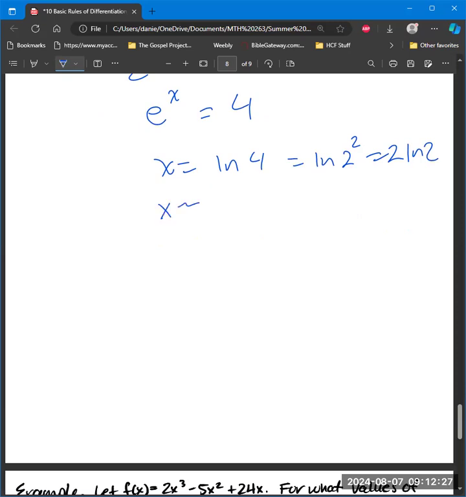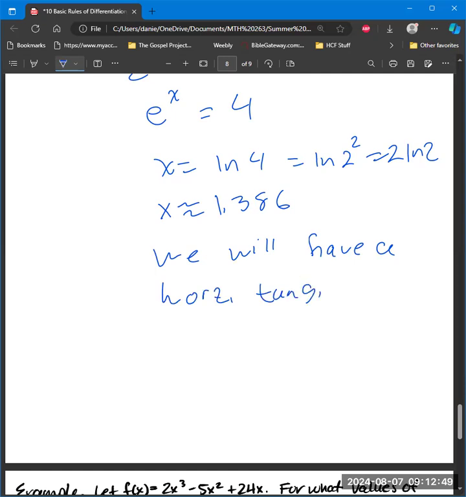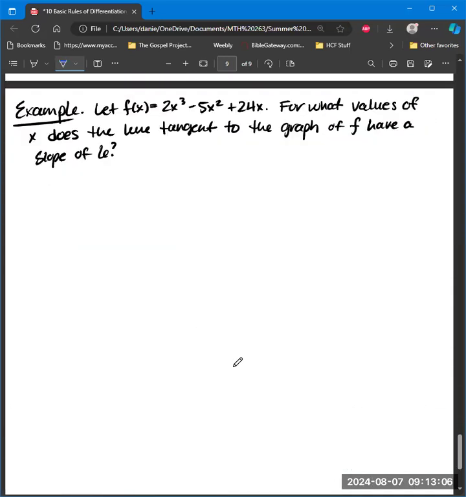And x is approximately equal to, you can use your calculator here, 1.386. So somewhere right around x equals 1.386, we'll have a horizontal tangent line. We will have a horizontal tangent line at x equals ln of 4 equals 2 ln of 2. Either way that you put that into your calculator, it's exactly equal to that, which is approximately 1.386. All right.